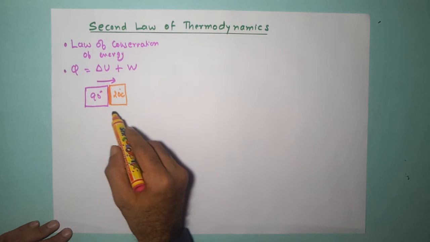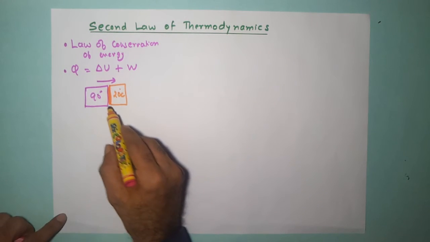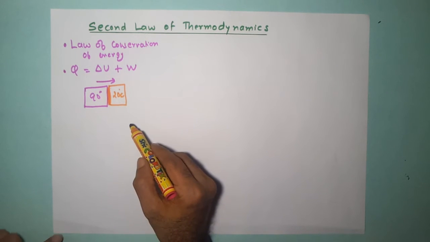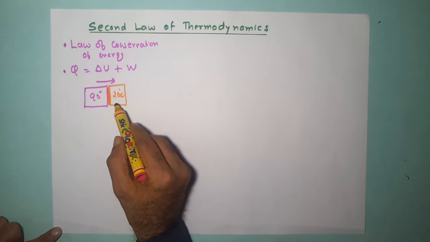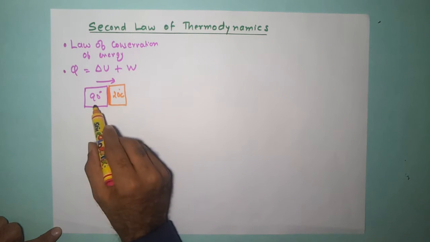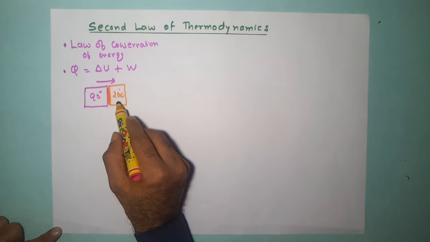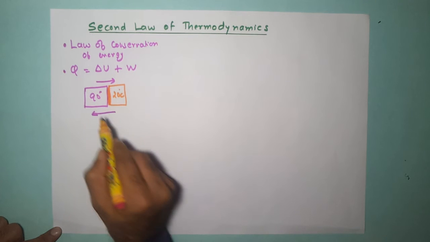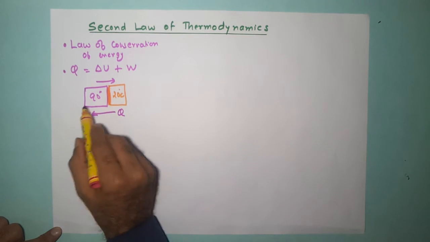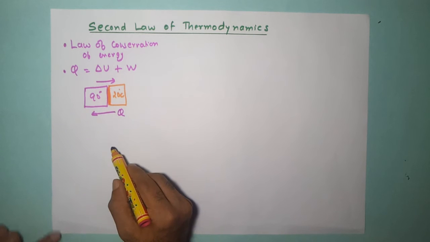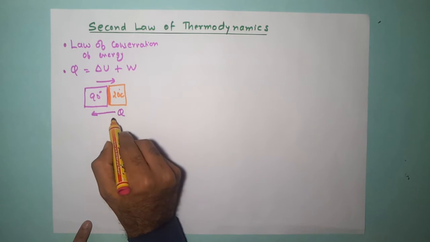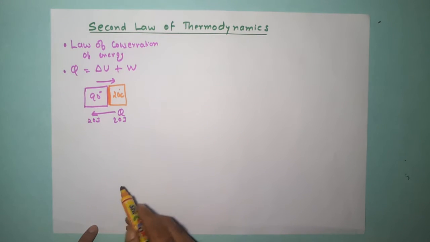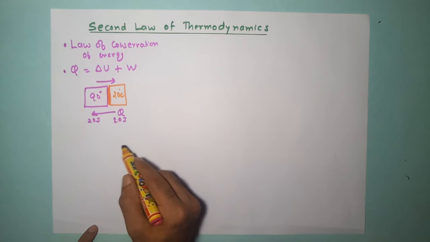And the law of conservation of energy will be valid in this case. The amount of heat which is lost by this would be equal to the amount of heat gained by this particular object. But let us for a moment imagine that it's possible for heat to move from the object at lower temperature to higher temperature. That means if this loses 20 joules of heat energy, this object would get 20 joules of heat energy. And the law of conservation of energy, that is the first law of thermodynamics, would be valid.